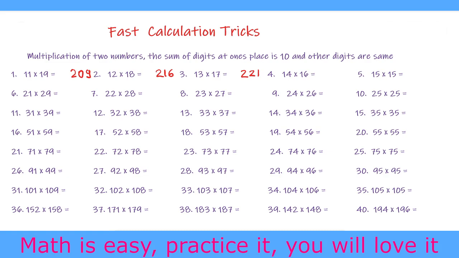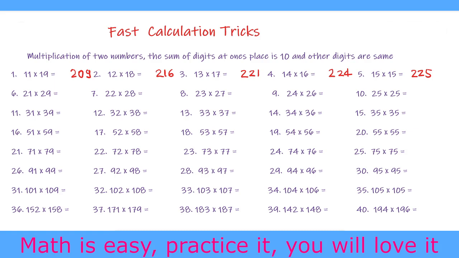14 multiplied by 16. 6 multiplied by 4 is 24, and 1 multiplied by the next higher number, 2, is 2. So 14 multiplied by 16 is 224. And 15 multiplied by 15, or square of 15 we can say. So 5 multiplied by 5 is 25, and 1 multiplied by the next number 2, that is 1 multiplied by 2, is 2. So 15 multiplied by 15 is 225.